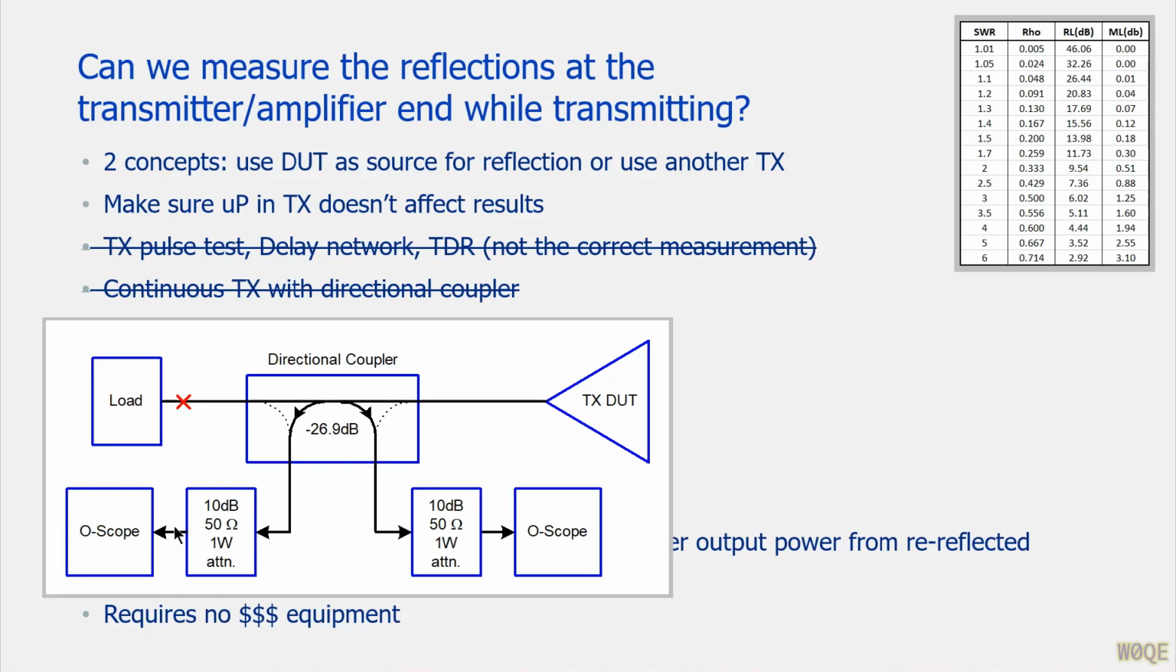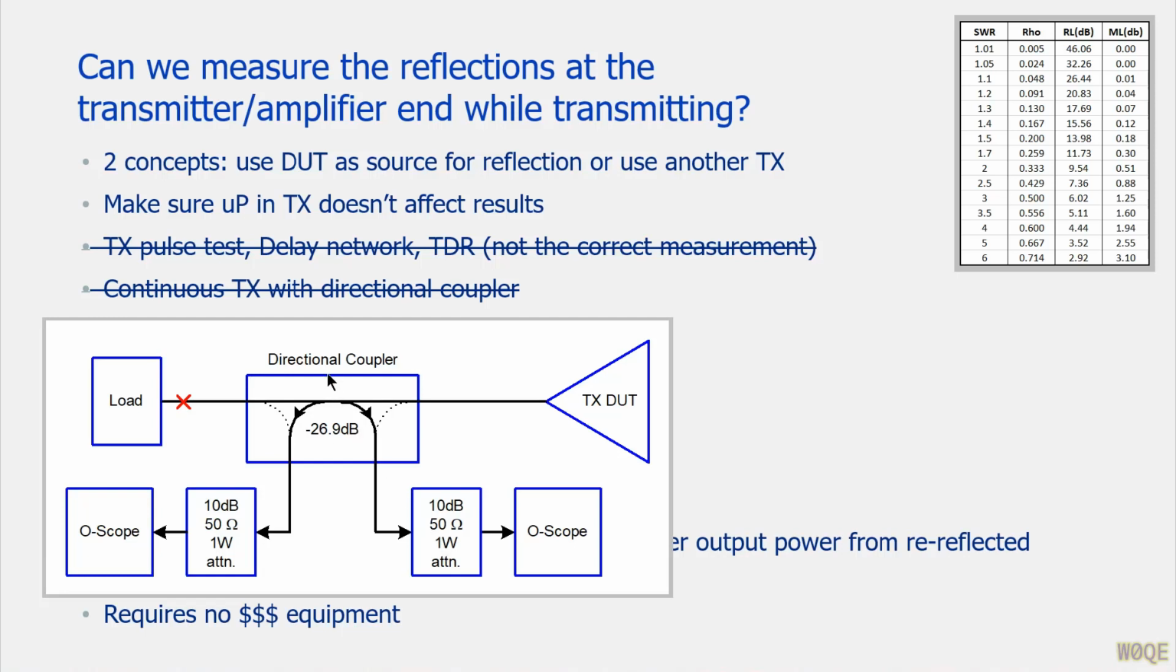We can measure the forward signal down here with a scope or with a spectrum analyzer, and we can measure the signal coming back this way. I put 10 dB pads in the output of this directional coupler because I didn't want the input to my scope being above 1 watt, and I didn't want the input to my spectrum analyzer being above 1 watt. So I need an extra 10 dB pad here.